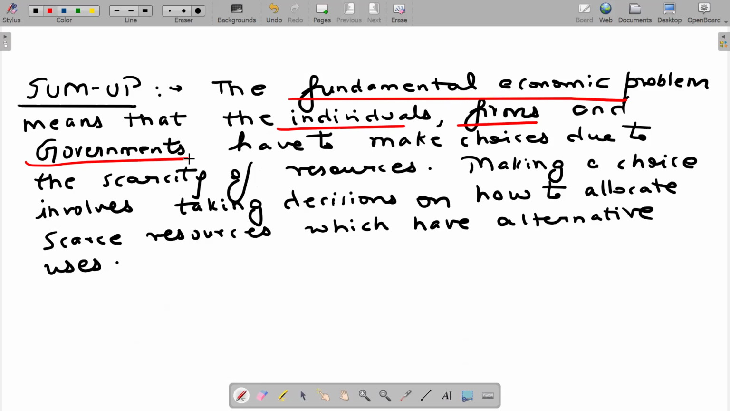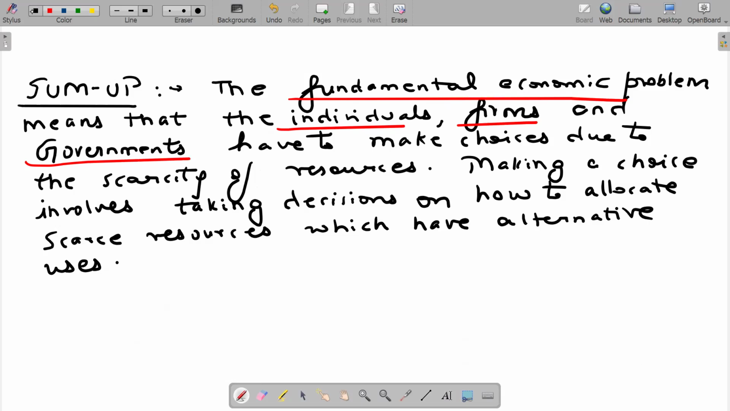Now, these factors of production are all scarce, no matter whether you are living in India or you're living in US or you're living in UK or you're living in China, whether you are a capitalist economy or a socialist economy or a mixed economy, all economies in the world are going to face this economic problem of making a choice because all economies have resources which are scarce, which are limited, and which also have alternative uses.